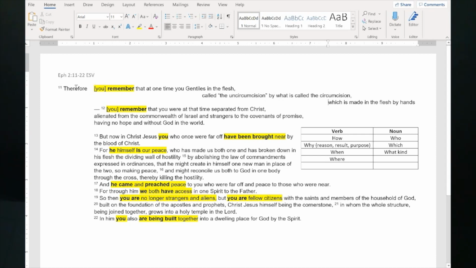Okay, so we have this statement here, remember, and this is the content of what Paul wants them to remember, that at one time you were Gentiles. And if you want to figure out more about what it means to be a Gentile, he basically tells you here. The Gentile is basically the uncircumcised, and they are called the uncircumcised by the people who understand themselves to be circumcision. But circumcision, as we get from this phrase, is something that is made in the flesh by hands. Okay? So that's all we've done.